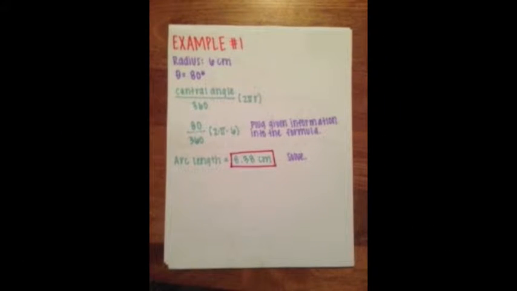Example number 1. We're given a radius of 6 centimeters and a central angle of 80 degrees. Now we're going to plug this information into our formula. That's going to give us 80 over 360 times 2 pi times 6. That's going to give us an arc length of 8.38 centimeters.